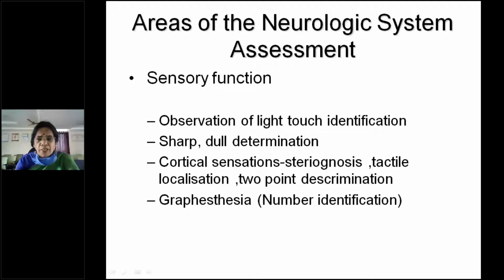This distance will vary. In the lower limb, because of thick skin, the distance will be more, so you should take it as normal. Whereas over the face and lips, the distance will be decreased because the sensitivity of the skin is more. That's why tactile localization and 2-point discrimination are done under cortical sensation. The other thing I told you is graphesthesia. You write one number and see whether he is able to recognize that number or not. These are all the sensory functions.